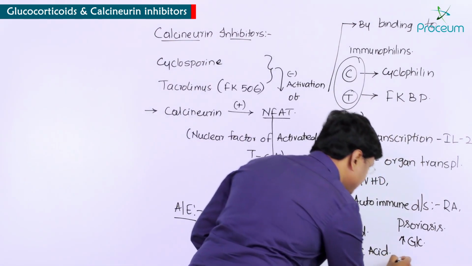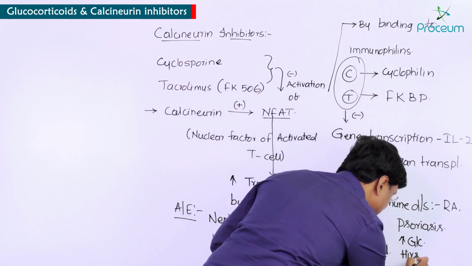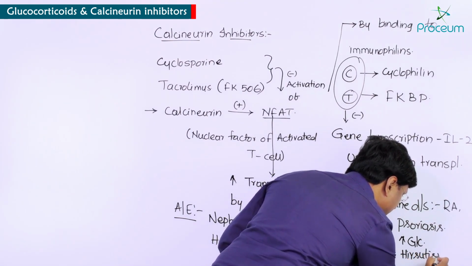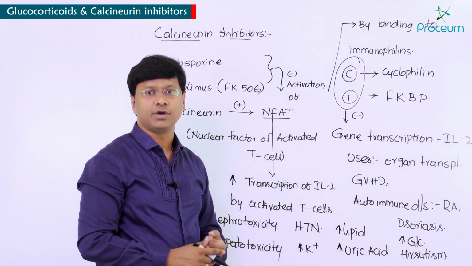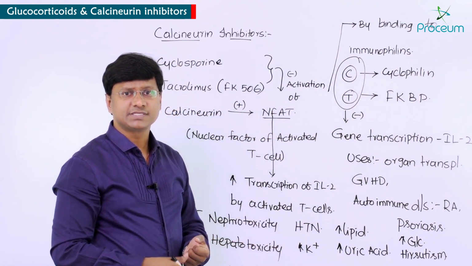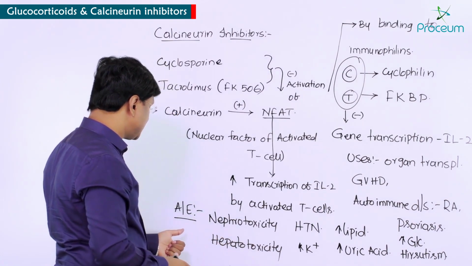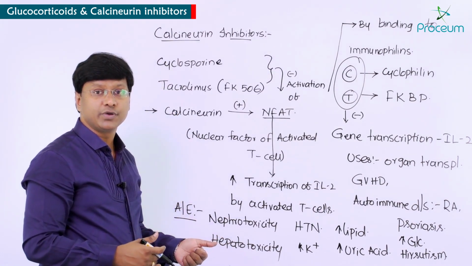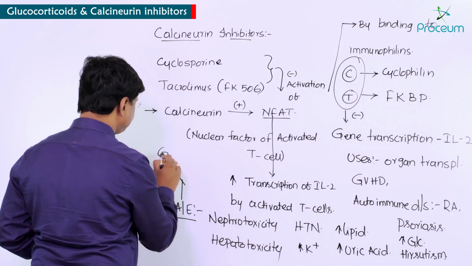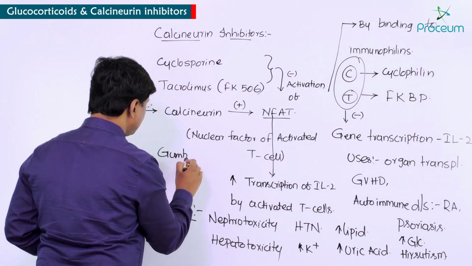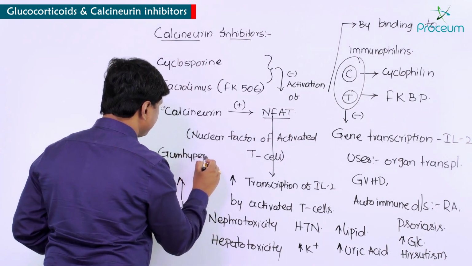And if you take the other cosmetic problem, that is hirsutism, where there is excessive growth of body hair. And apart from this, remember, cyclosporin will also cause gum hyperplasia.